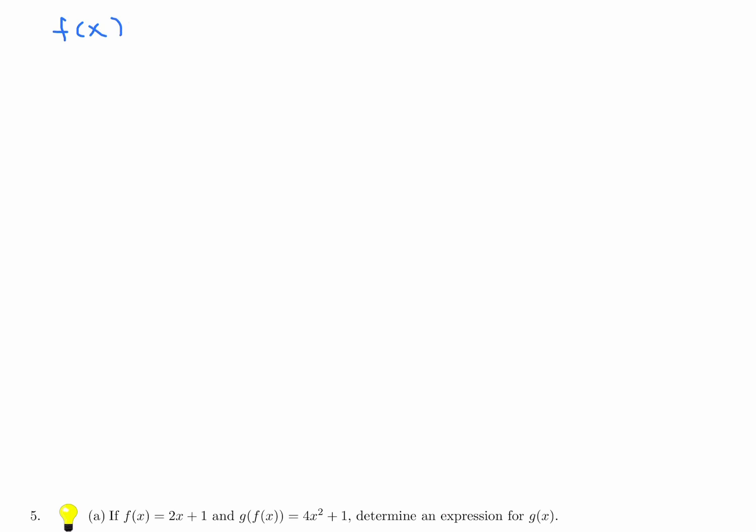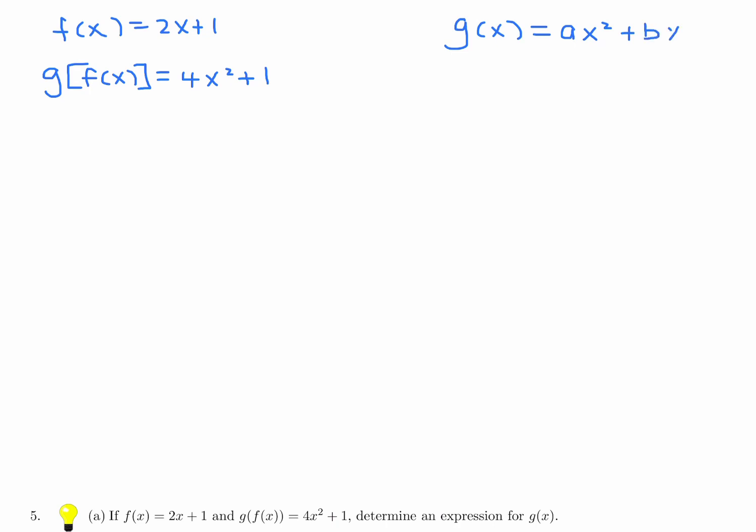f(x) is equal to 2x plus 1. Now they are figuring out something interesting, g(f(x)), and they have actually given us what that is equal to. It's equal to 4x squared plus 1. So our task is to figure out what is g(x), and it's going to be some polynomial, obviously a quadratic, of the form ax squared plus bx plus c. And we, of course, have to figure out these coefficients a, b, and c.